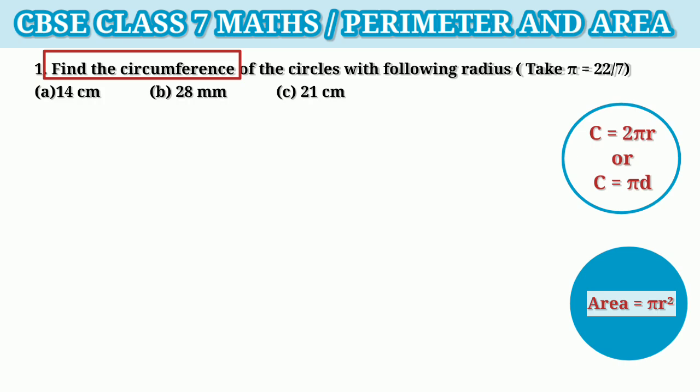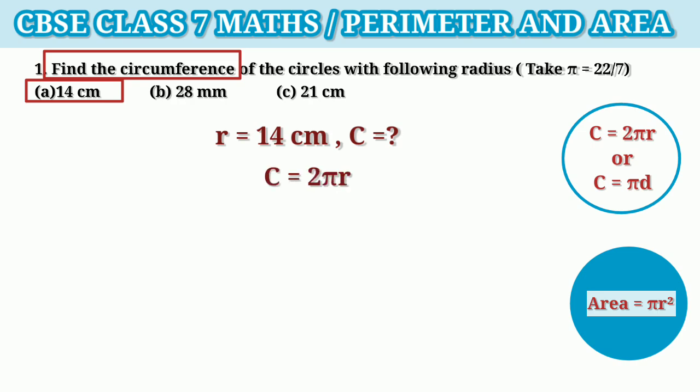We can now start solving the first question. In sub question A, we are given radius 14 centimeter. We have to find the circumference of the circle and we have to take the value of pi as 22/7. Let us write the formula first. C equals 2 pi r. We'll now substitute the values of pi and r in this formula. We have C equals 2 into 22/7 into 14.